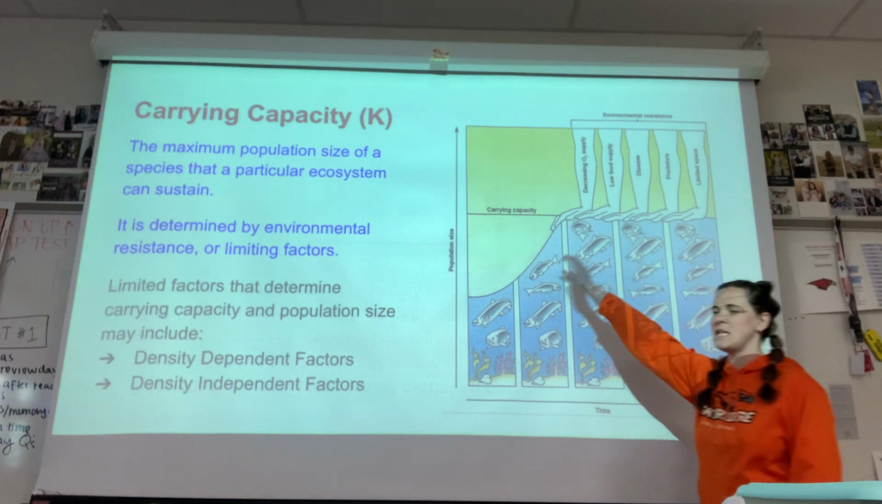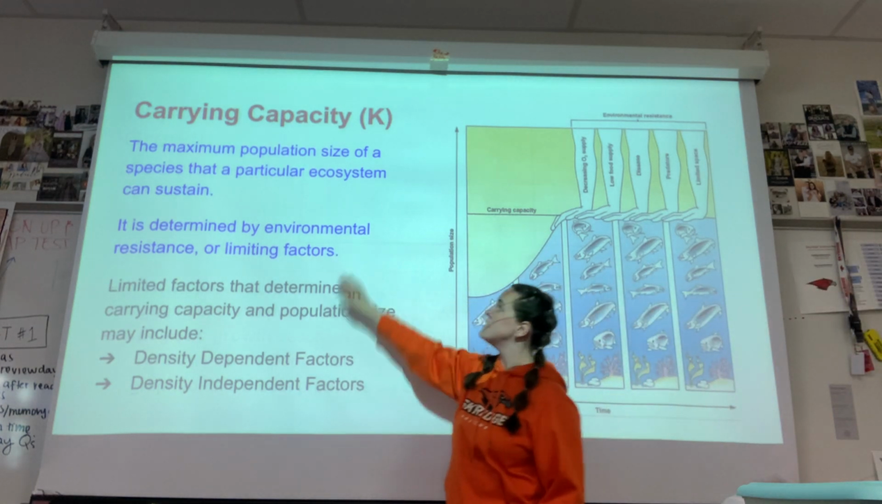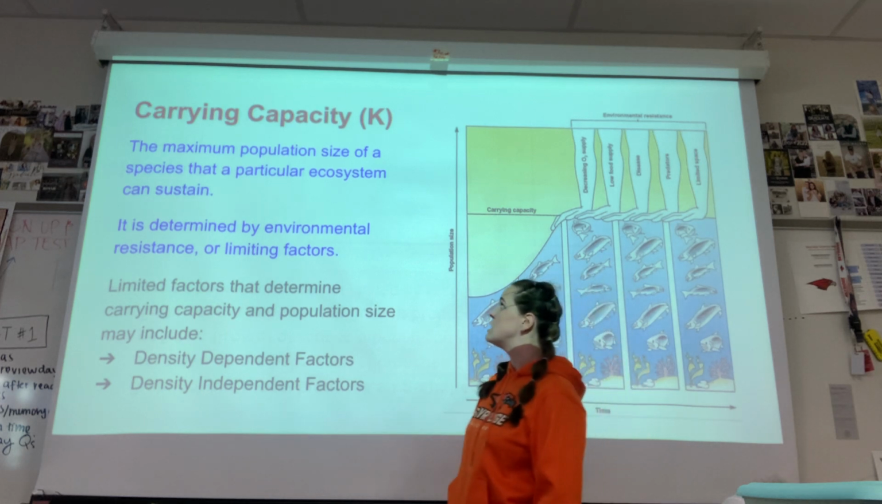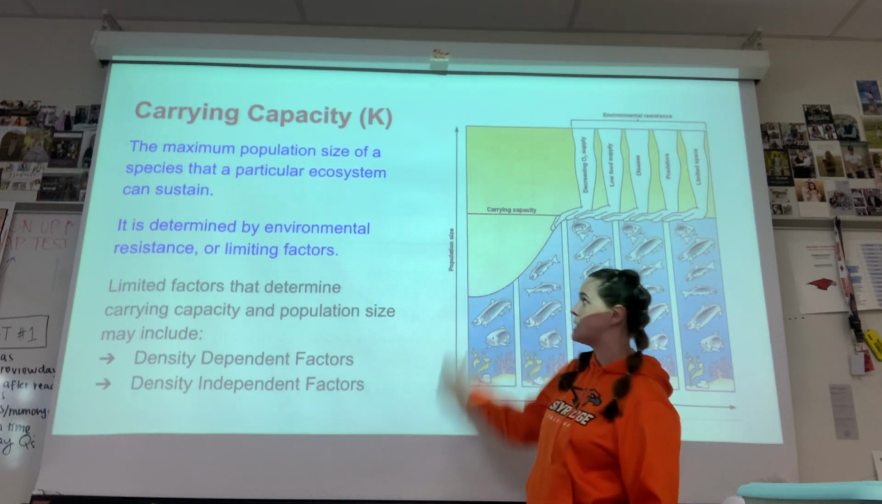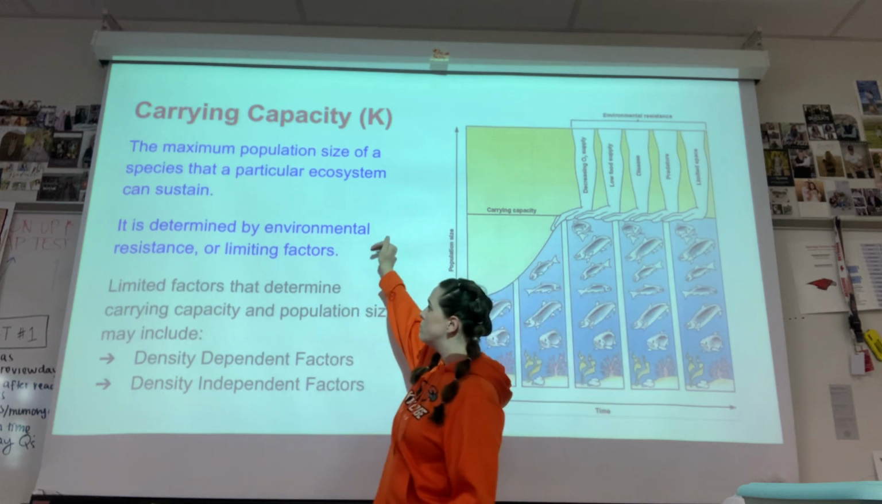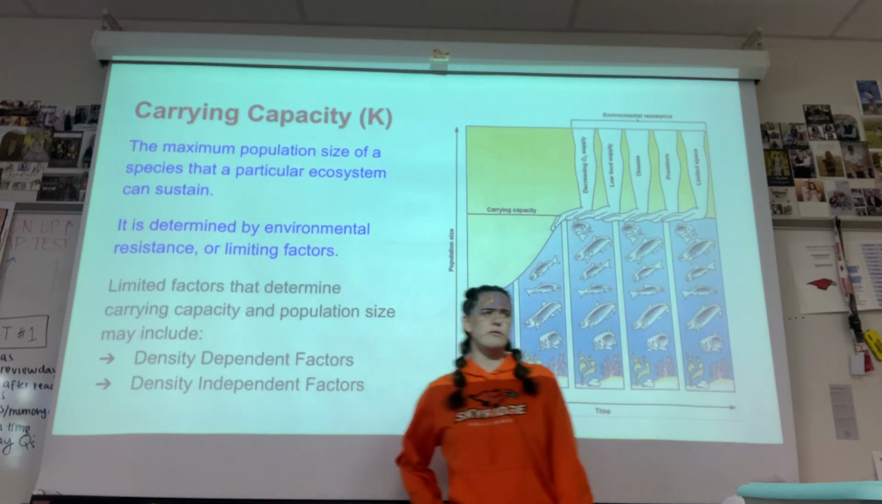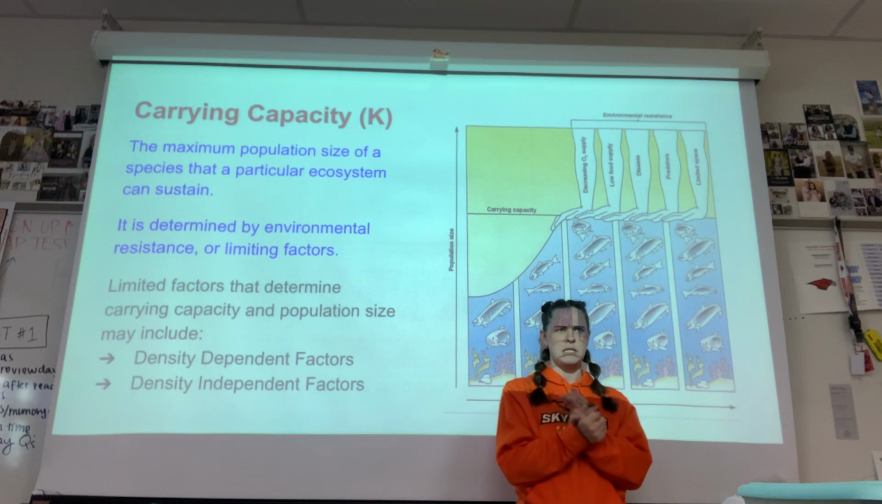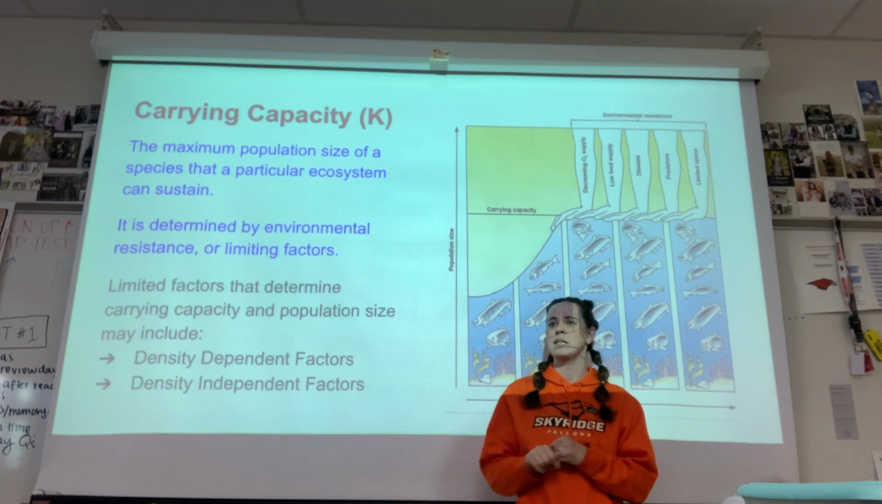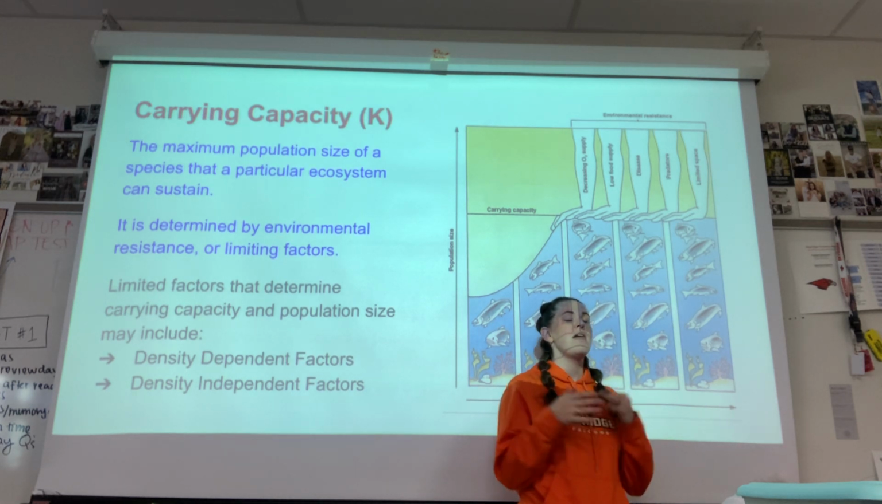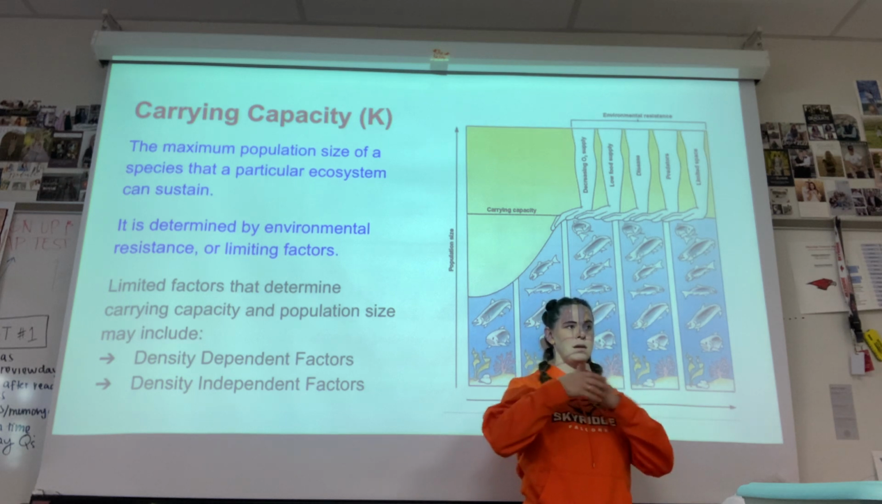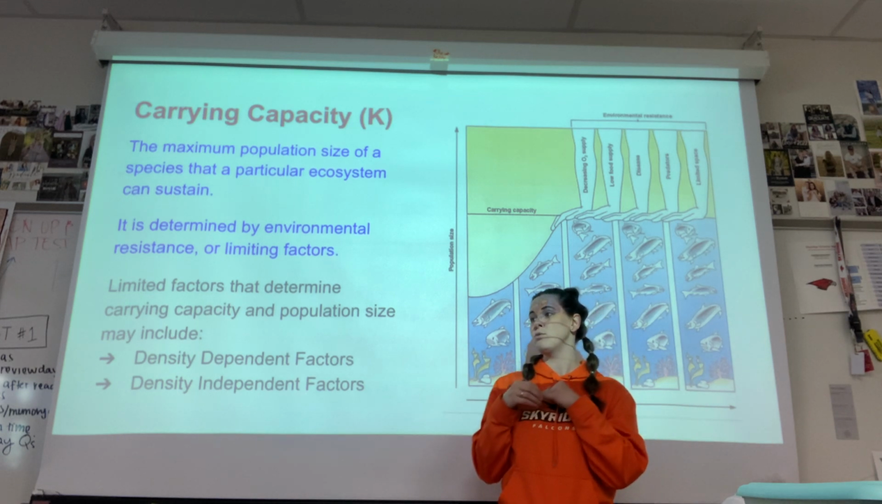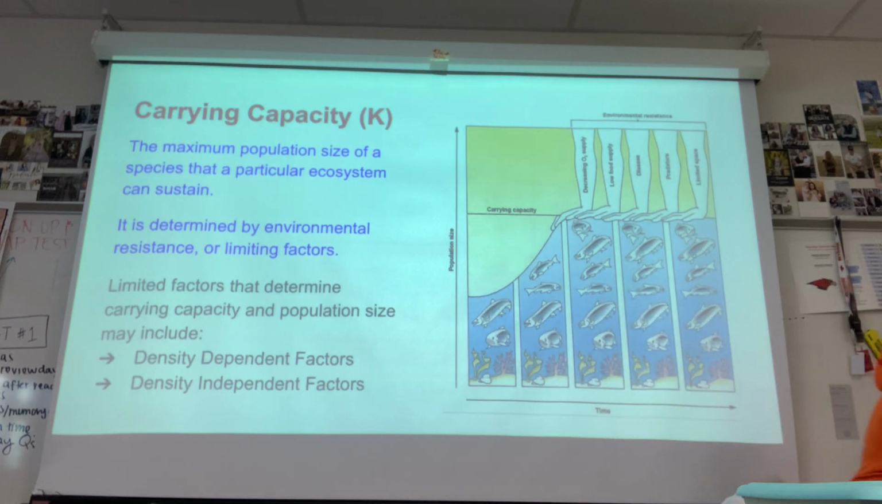So like I said, you don't need to write this down if you feel like you understand it from the last slide, but the carrying capacity is the maximum population size of a species that a particular ecosystem can sustain. So it's determined by environmental resistance or limiting factors. So remind me, we talked about limiting resources, right? We talked about how nitrogen and phosphorus can be limiting resources because they're things that can either make plants grow or stop plants from growing if there's not enough of it. So what do you think a limiting factor could be? So again, we don't know the answer, so just give me your best guess, Portia.